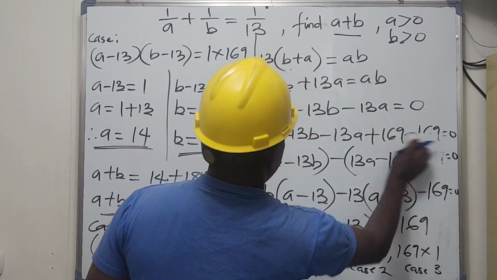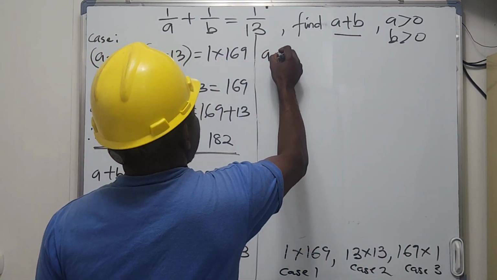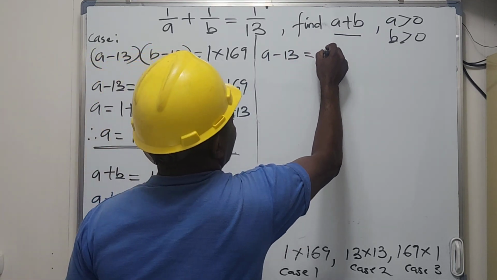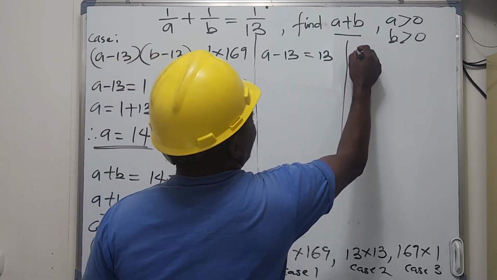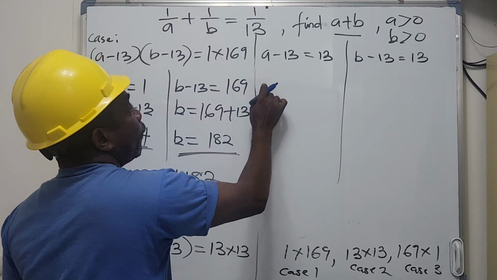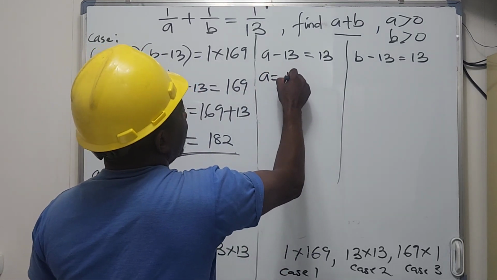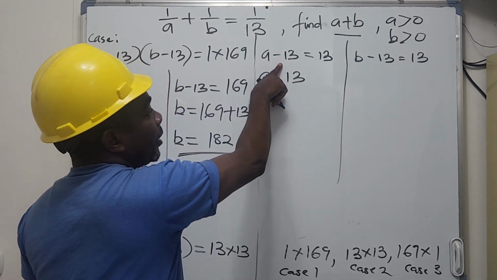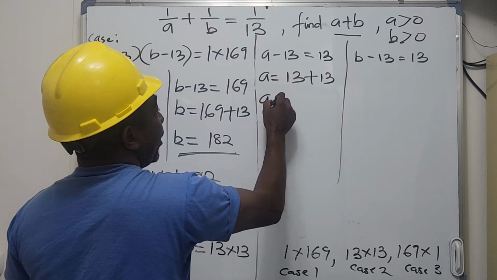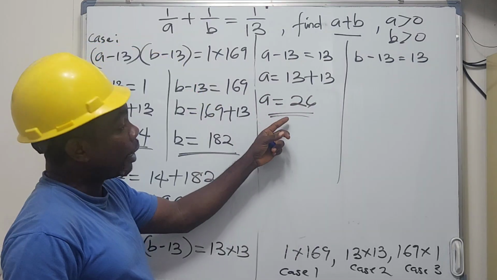So in this case, as we said for case 2, we have a minus 13 equals 13 for the first parenthesis. The second parenthesis, which is b minus 13, equals 13. Therefore, to make a the subject of this expression, we have a equals 13. When minus 13 is transposed to the other side, it becomes plus 13. Therefore, our value of a equals 26. That is the value of a for the second case.